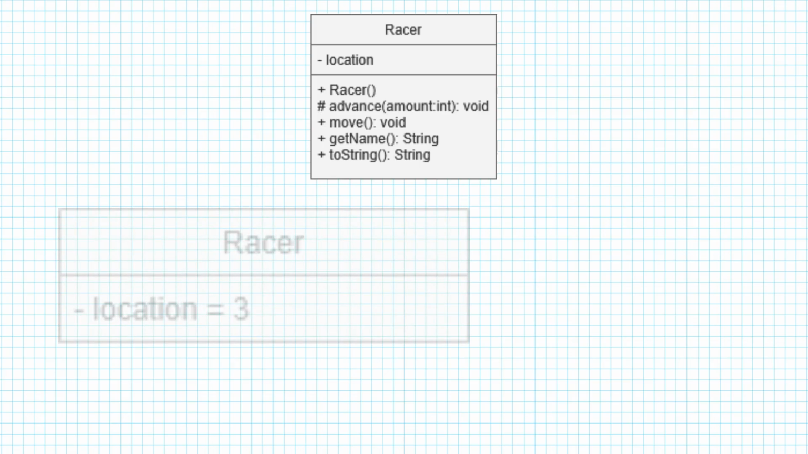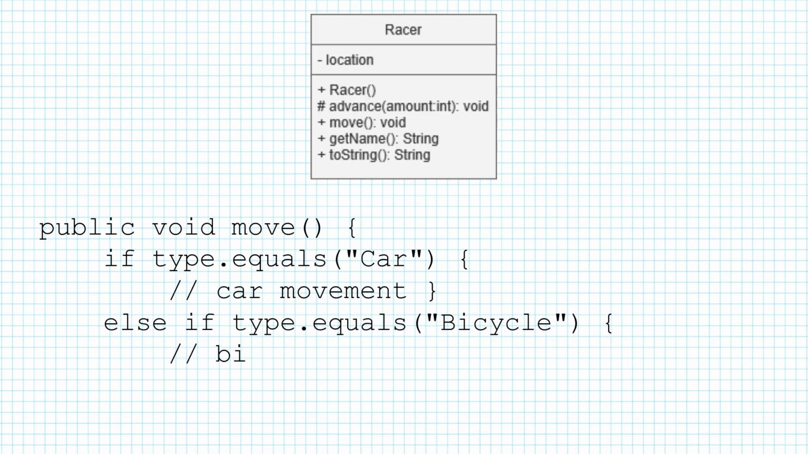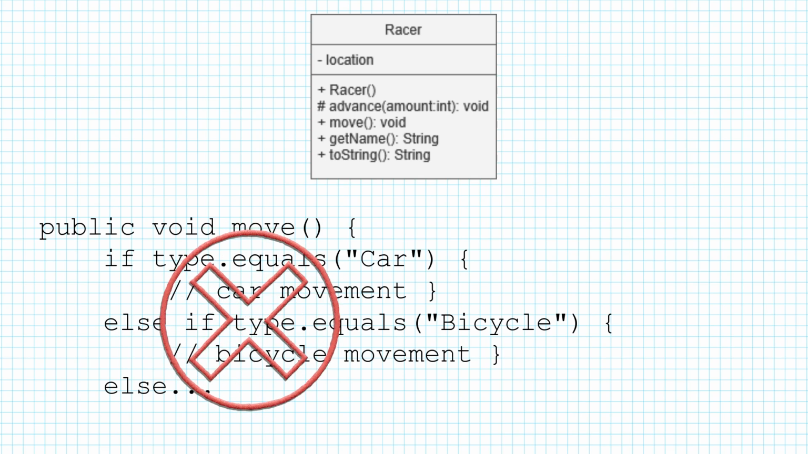But now we want to allow for different kinds of racers that will move according to their own specifications. We still want them to maintain their location, and we still want them to respond to the move message, but how they respond to the move message will depend on what kind of racer they are. If you're coming from a procedural programming background, you might be inclined to write an if statement. If I'm a car, move this way, else if I'm a bicycle, move this way, else if I'm a horse, etc. That inclination is a hint that you should write an inheritance hierarchy instead.